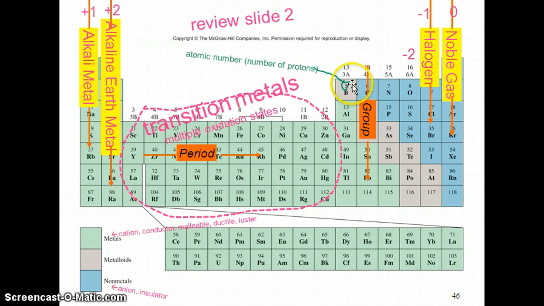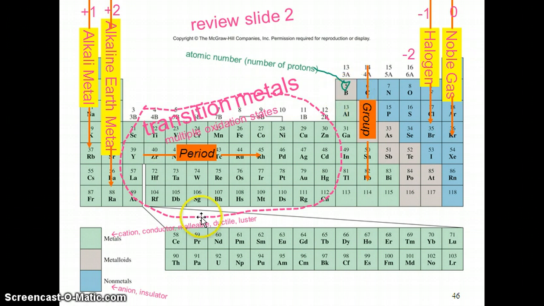Also in this periodic table we can see the number of protons. The periodic table that you'll be given will have the weights on it. These are the masses. This particular periodic table is very simplified. It does not have the atomic mass or atomic weight. It only has the atomic number, and the atomic number is the number of protons.